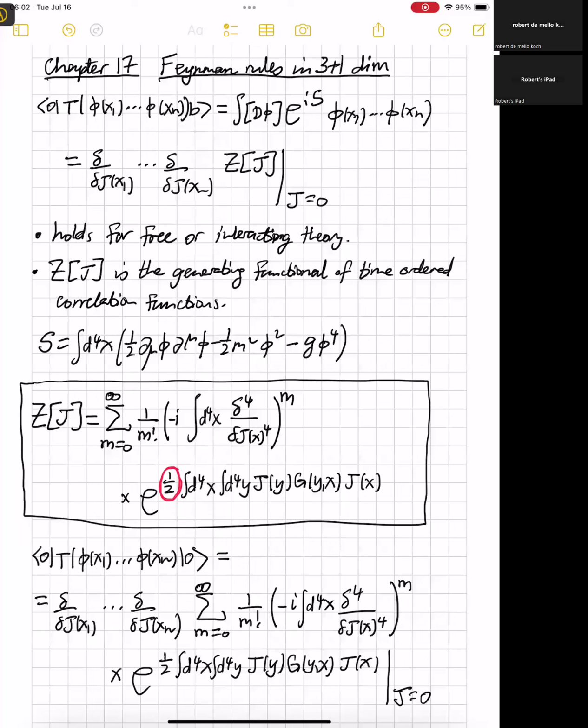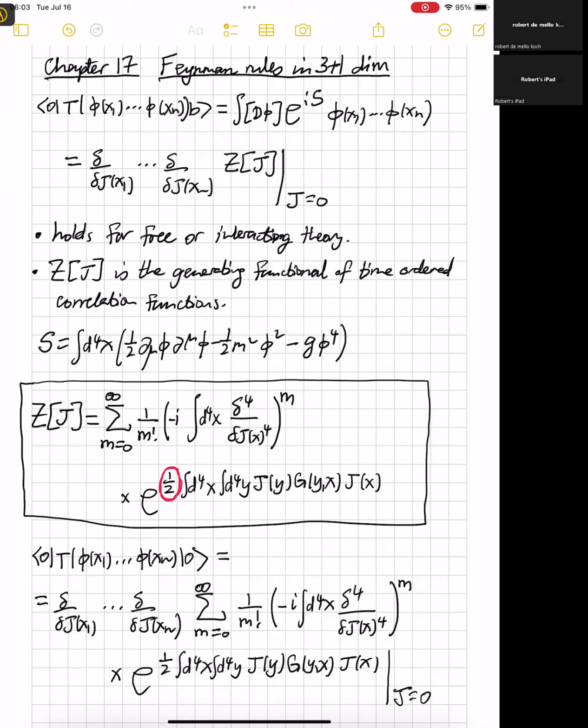Okay, so this is what we've done. We wrote down our time-ordered correlation function in terms of Z of j, and then we worked out what Z of j is. Guys, just one comment. When I plugged in the value of the free path integral, I got it wrong by a factor of 1/2 in the exponent. So please correct the very last formula that we wrote down.